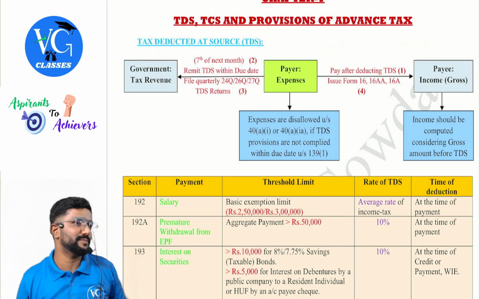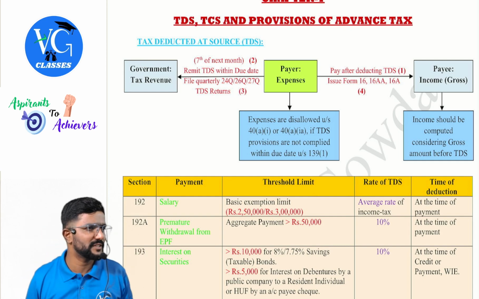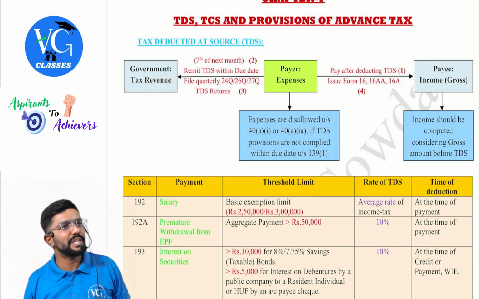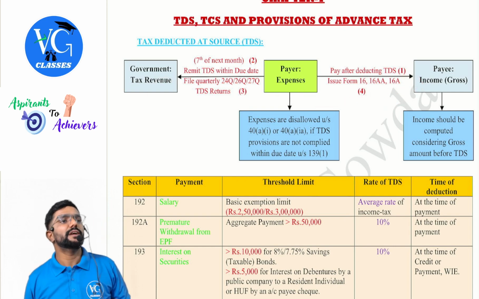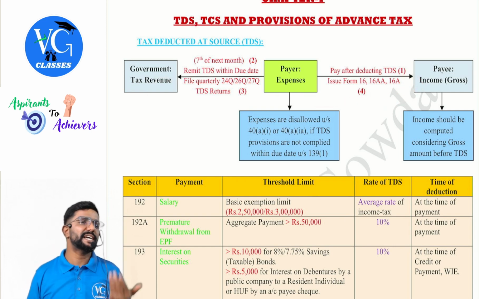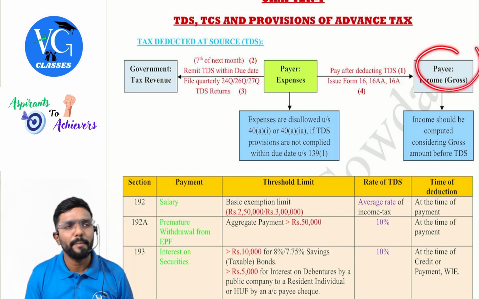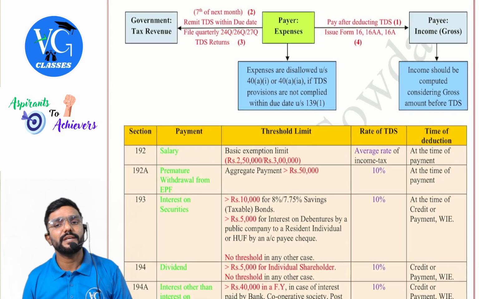within 7th of next month. Within 7th of next month. The standard due date to deposit TDS is 7th of next month. And he should also file quarterly TDS returns with the department. And he should give a certificate to the payee telling how much TDS he has deducted and when he deposited it to the government. All these details will be given to the payee, based on which the payee will claim the credit in his income tax liability.